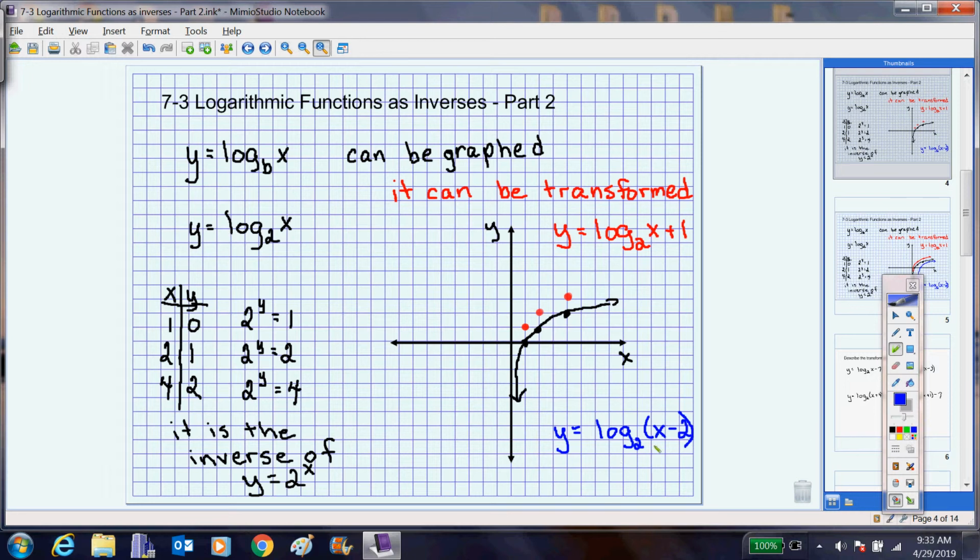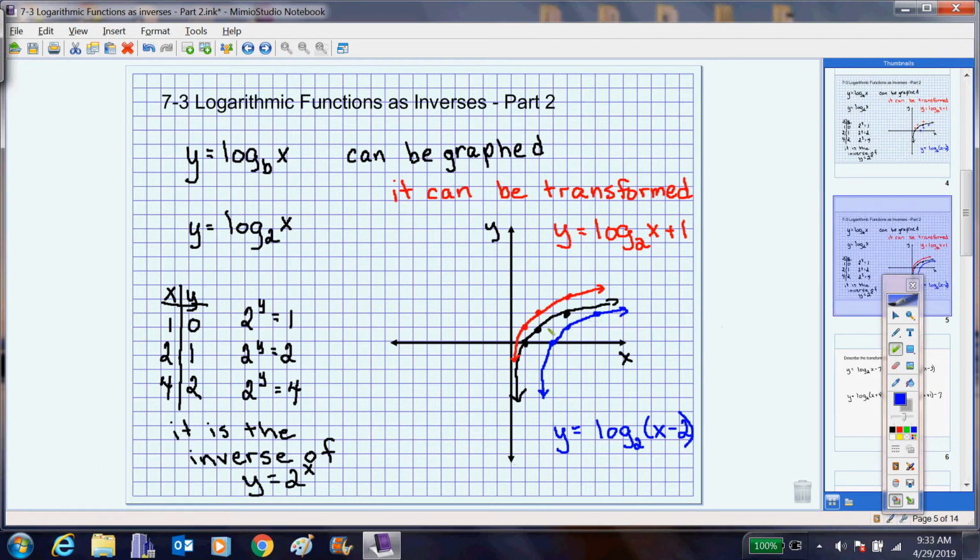I heard somebody say to the right 2, because this one's directly attached to the x, so x minus 2 happens first. So if it happened to be 2 minus 2, it would actually be that one value. So we've got to move everything to the right 2 for this one. So here comes my blue dots, moving everything to the right 2.